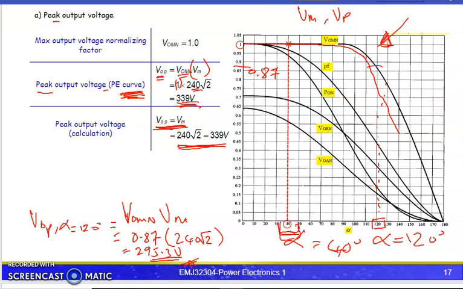295.3 volts. So you can see when our alpha increases from 0 to a maximum of 180 degrees, the V output maximum normalized also will reduce. You set at 180, so it will reduce to 0. Okay, that's how you want to use the graph. So this is referring to the peak output voltage of the full bridge rectifier.